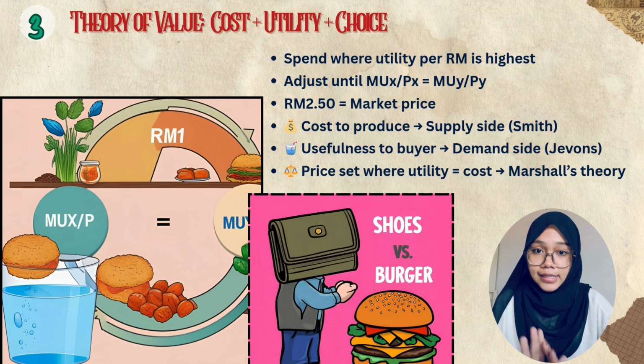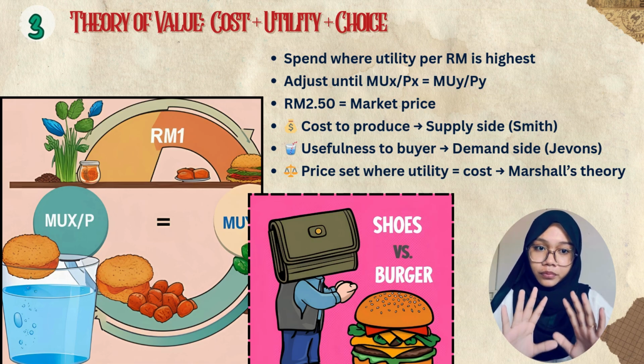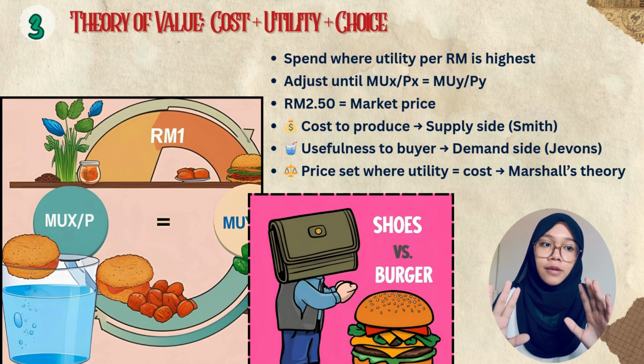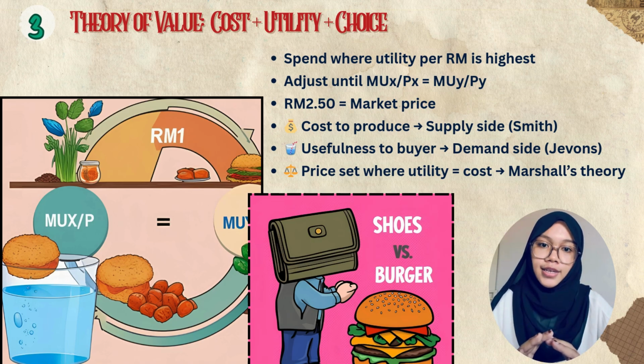Lastly, to summarize, Marshall didn't choose between Adam Smith and Jevons. He brought them together, and in doing so, he created a more complete understanding of how value and price really work. That is all from me.